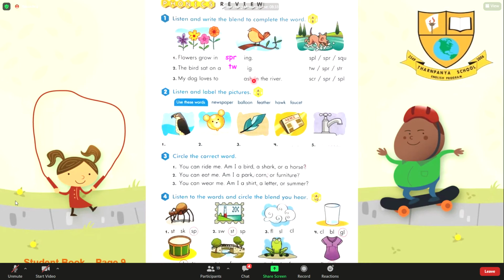Number 3, let's take a look at the picture first. My dog loves to splash in the river. My dog loves to splash in the river. SPL. Okay, SPL.